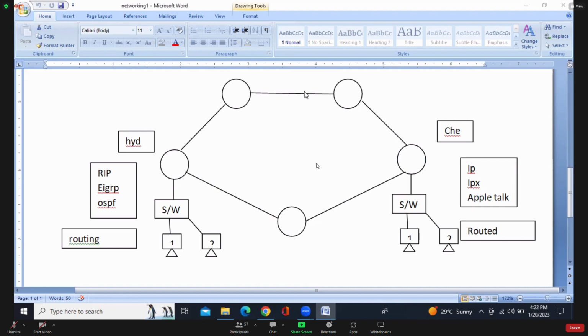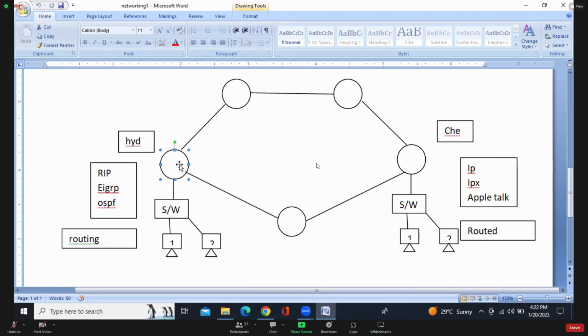Simple, guys. You are traveling from Hyderabad to Chennai. Assume we have two different routes, right? Which route are you going to prefer? The shortest route. In the same way here also, the router will prefer the shortest route. So according to this diagram, this is the shortest route to send the data. Right, guys?